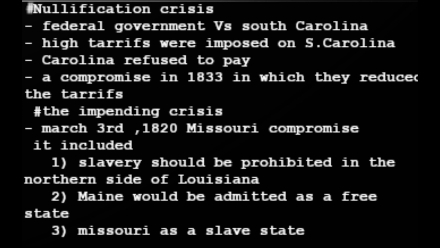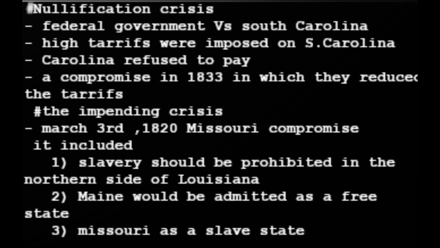So what did the French, and especially Napoleon Bonaparte, do? He decided to sell that land to the Americans in order to get some money to finance the war against England, rather than losing it anyway, because he knew that he wouldn't be able to keep Louisiana. So that was called the Louisiana Purchase. So the government said that slavery should be prohibited in the north side of Louisiana and Maine.